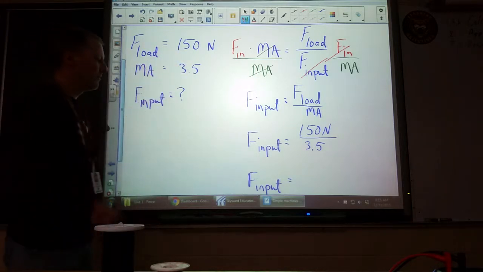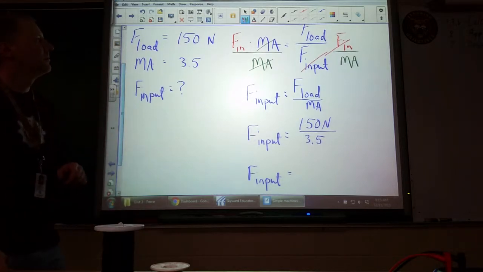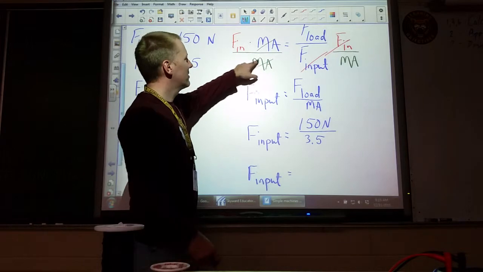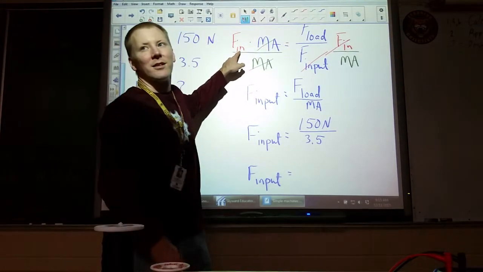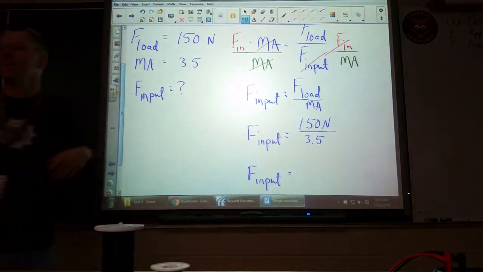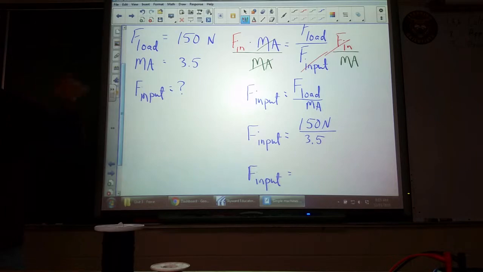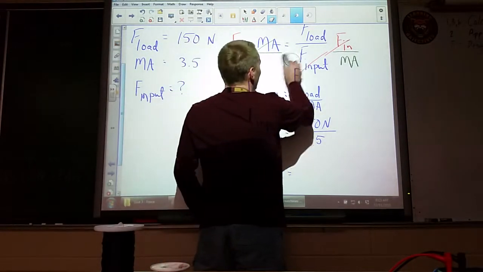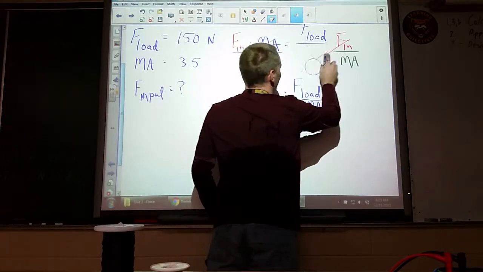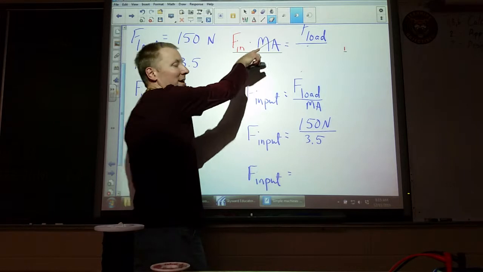So if you're trying to find the F load, would you do the same thing? You would stop before you divide by MA. So F load is equal to MA times F input. If we just stopped up here, we crossed out the F input, we're done. F load is equal to F input times MA.